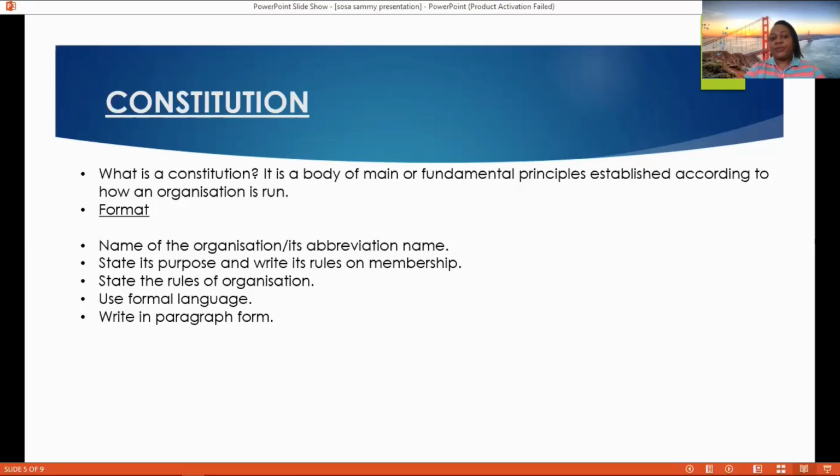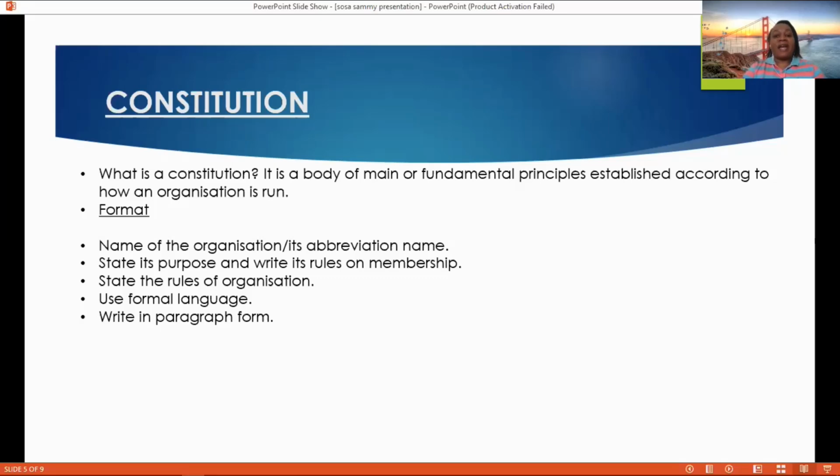So, state the purpose of this organization. For instance, your organization would be maybe to conscientize the youth of drug abuse, or to empower the youth in terms of entrepreneurship. Those could be the purposes of your organization.